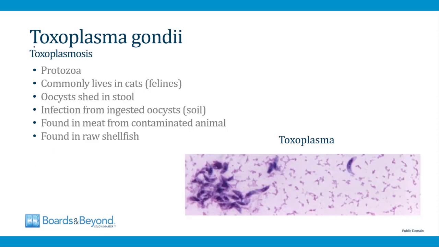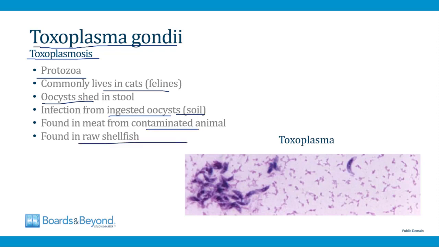Let's start by talking about Toxoplasma gondii, which causes toxoplasmosis. This is a protozoal infection that commonly lives in cats or felines, and cats shed oocysts of the protozoa in their stool. Humans can be infected if they ingest oocysts, which can be found in soil. They're also found in the meat from contaminated animals. You can also sometimes find oocysts in raw shellfish.